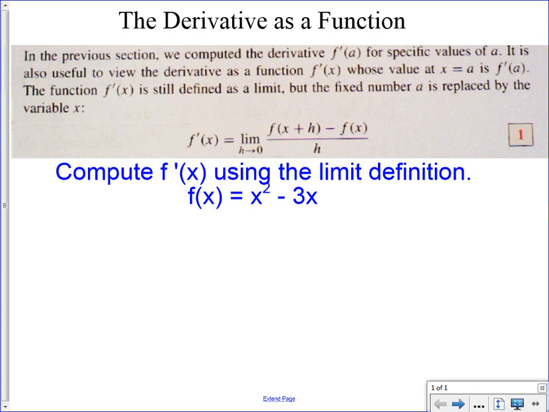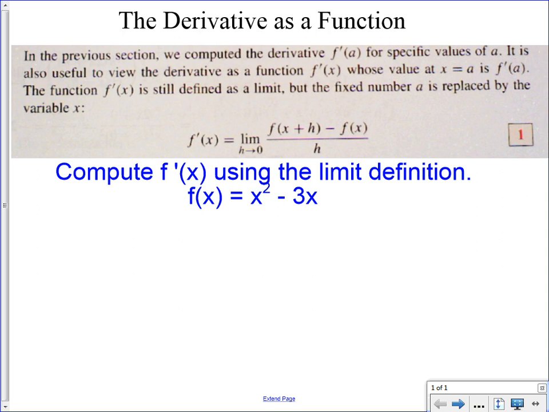Hi everybody. In this video, you're going to learn how to find the derivative as a function. You'll just need to take these notes on notebook paper. But in the previous section, we computed the derivative f prime of a for specific values of a.